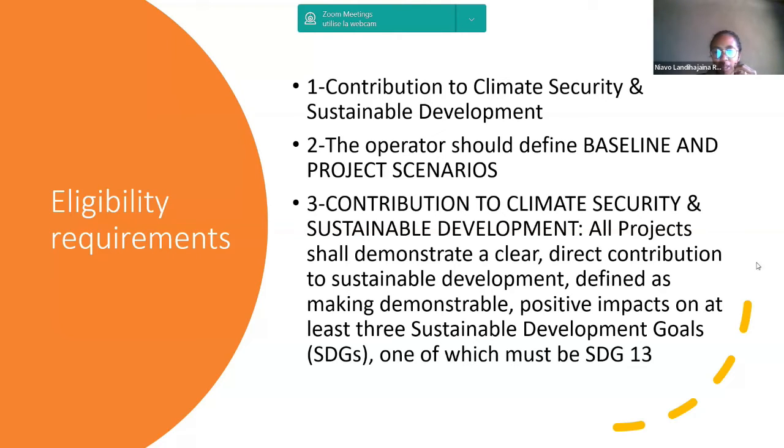In this context, all projects shall demonstrate a clear, direct contribution to sustainable development, defined as making a demonstrable positive impact on at least 3 sustainable development goals, and one of them should be the 30.